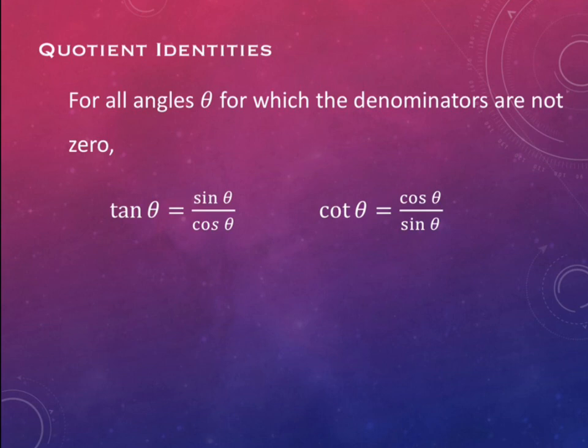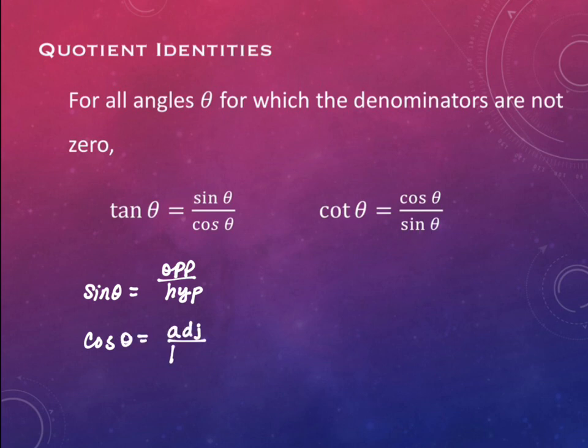The next set of identities we have are called quotient identities. Quotient identities talk about dividing things. Quotient means division. So the tangent of theta is equal to sine over cosine. Now, I'd like to show you that that makes sense based on our descriptions where we described opposites, adjacents, and hypotenuses and all that stuff. We said that sine of theta is opposite over hypotenuse, right? And we said that the cosine of theta is adjacent over hypotenuse.